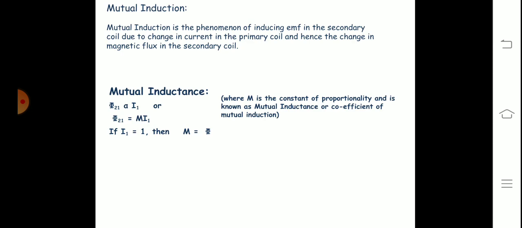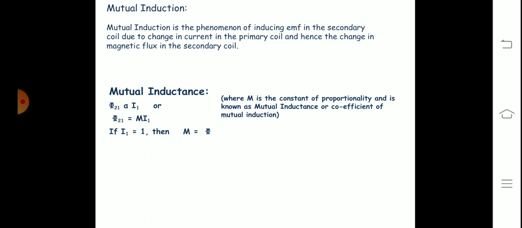So mutual induction is the phenomenon of inducing EMF in the secondary coil due to change in current in the primary coil, and hence the change in magnetic flux in the secondary coil. Now there are two terms, primary coil and secondary coil. The primary coil is that coil in which the current is flowing, and the secondary coil is that coil in which the current is induced. So keep in mind what the primary coil and the secondary coil are.